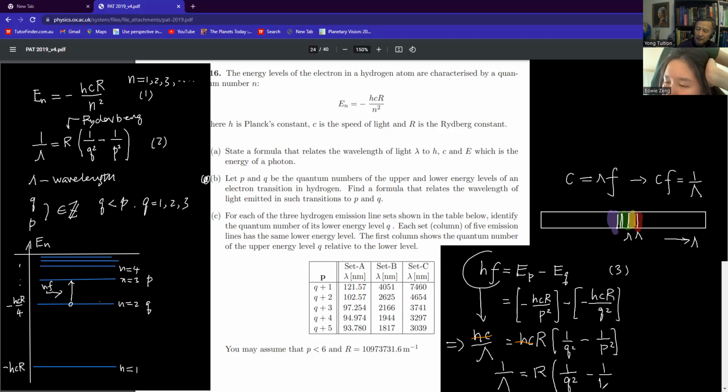So that is something you need to know. In this case, we always use this relation: P is larger than Q, and Q is the smallest one, which is 1. So we've done it. This is question B.